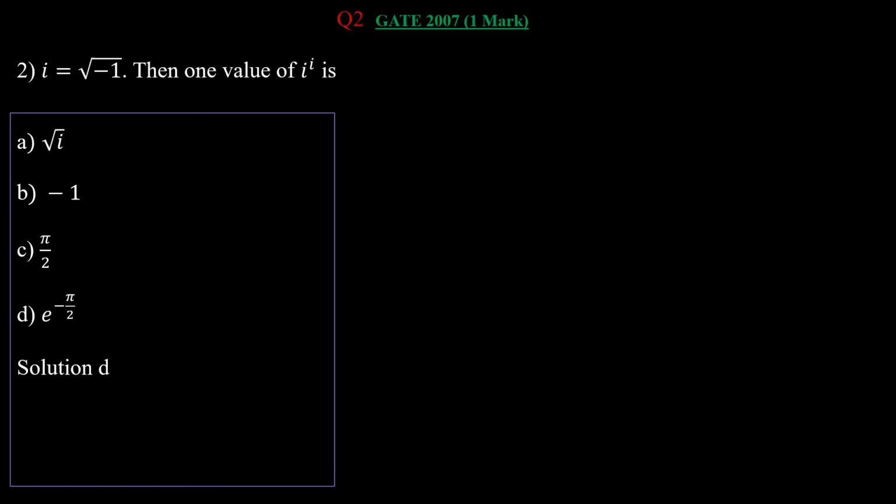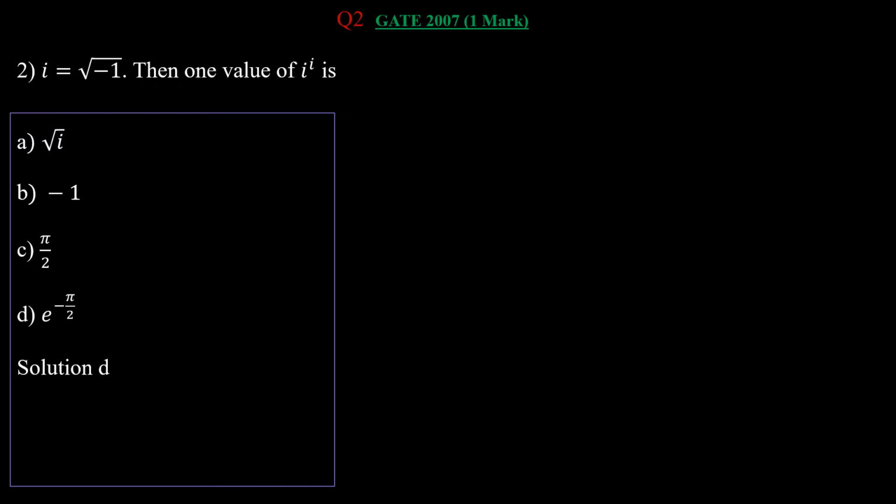Now come to the next question. Here i is equal to square root of minus 1, then one value of i to the power i is what we have to give as the answer. So first we check the options. Option A is root i, B is minus 1, C is pi by 2, and D is e to the power minus pi by 2.